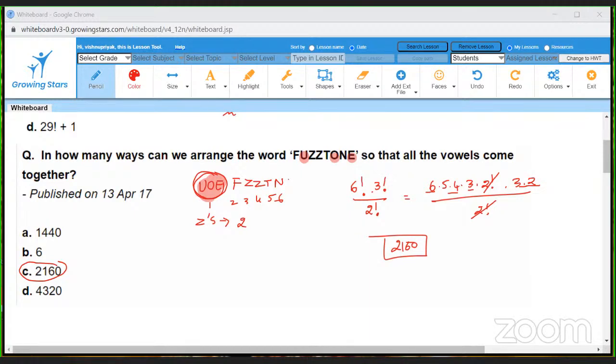Different types of questions you will see now. We will learn different types of questions here. Okay, let's go to the next question.